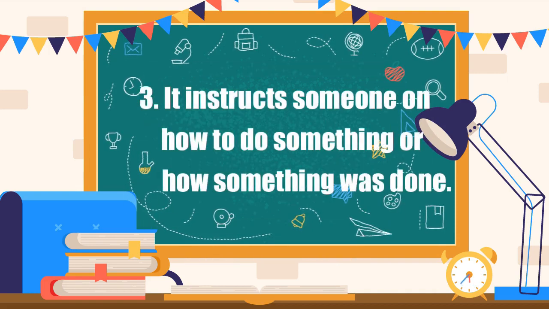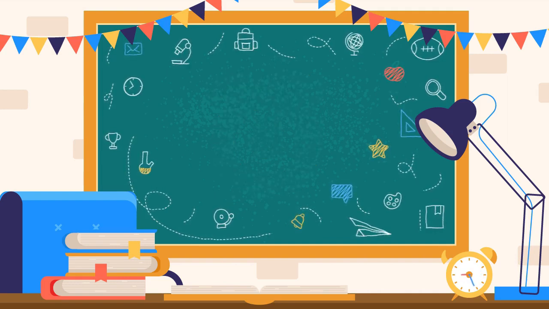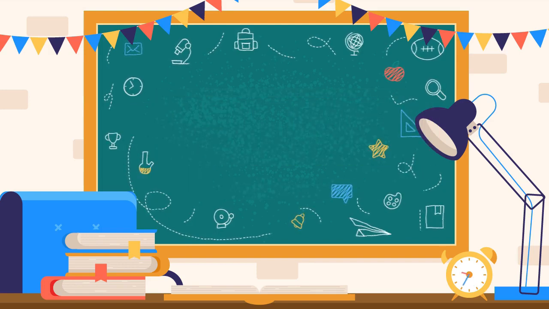Number three. It instructs someone on how to do something or how something was done. What type of factual text? That's great! It is procedural type of factual text.